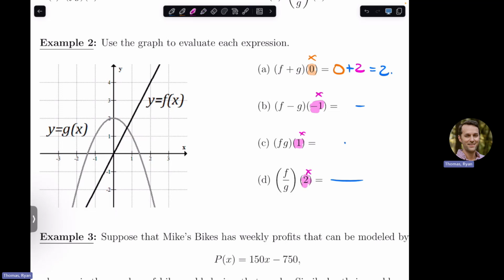That's how function notation works. That part is the argument, the input, the x value. So what is f of -1? -2. And what is g of -1? +1. And what's -2 minus 1? -3.